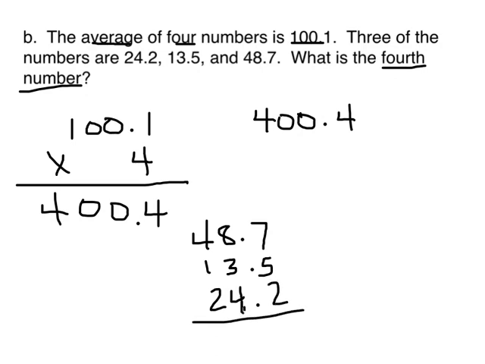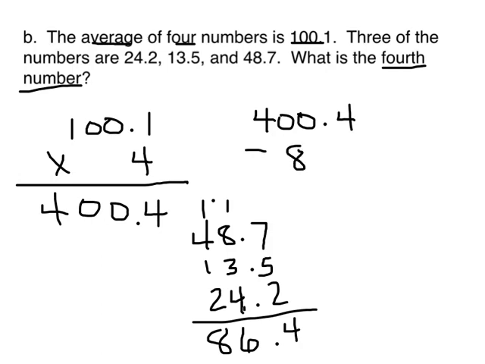Sorry, my iPad froze on me. Alright, so 5 and 2 is 7, plus 7 is 14. 9, 10, 11, 12, 12 and 4 is 16, 4, 5, 6, and 8. 86.4 is the total of the three numbers that I have.